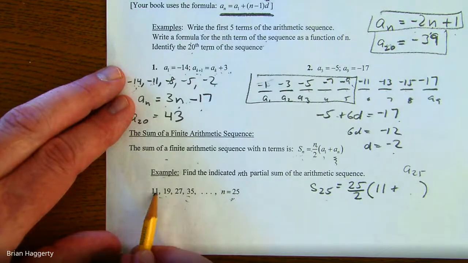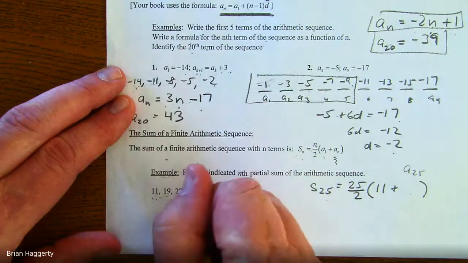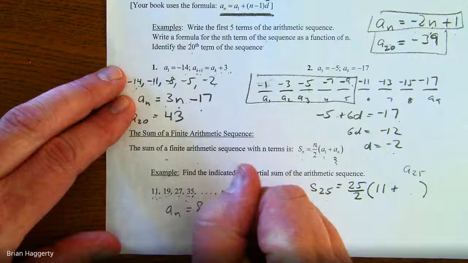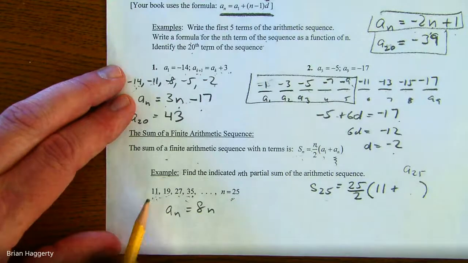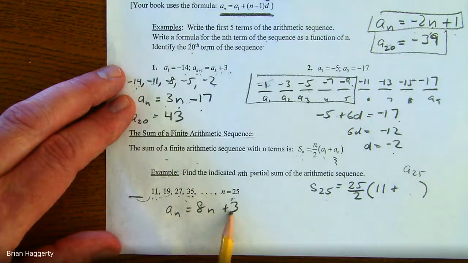So 11, 19, 27, 35. The common difference is it's going up by 8. So A sub n is equal to 8n. If there was one more term in front, what would it need to be in order to keep that pattern true? A plus 3. So 8n plus 3 is the expression that defines that sequence.